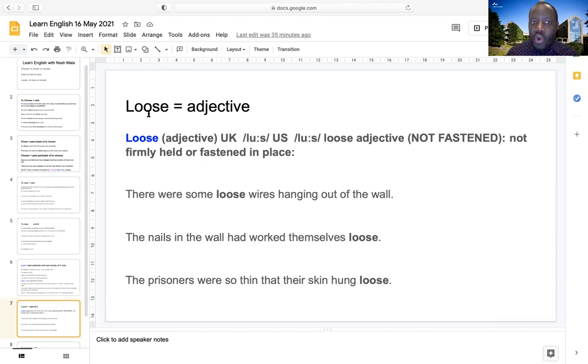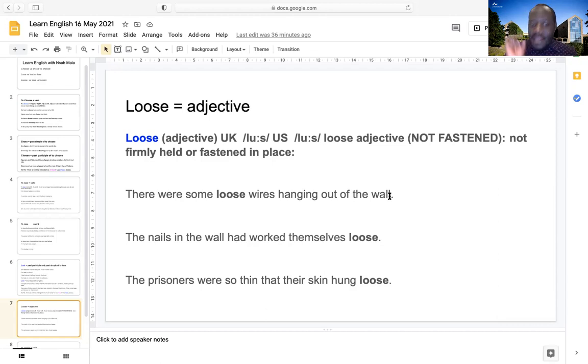This one with the double O S E is an adjective, and it actually means something like not fastened or not firmly held or fastened in place or not tied enough. So some examples, there were some loose wires hanging out of the wall. So there were wires hanging out of the wall, which were not tight, which were not firmly held together. So they were like, okay, get the point.